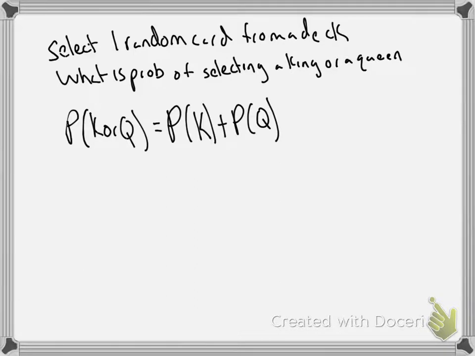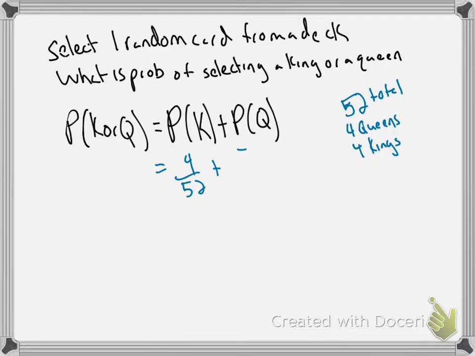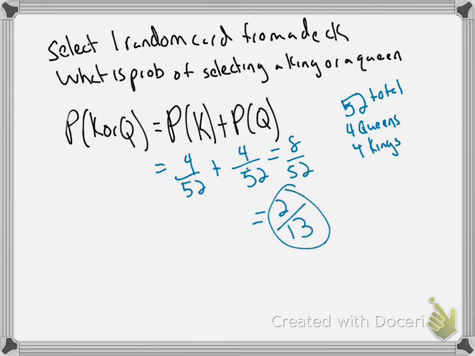My number one problem when I do deck of cards problems is no one knows how many cards we have anymore. Well, we have 52 cards in a deck, and then there's 4 of each type. So 4 queens and 4 kings. I always thought this was common knowledge, but I'm learning that that is not the case as I teach this. So we have 4/52 plus 4/52. So 8/52 or 2/13. So 2/13 is my probability.